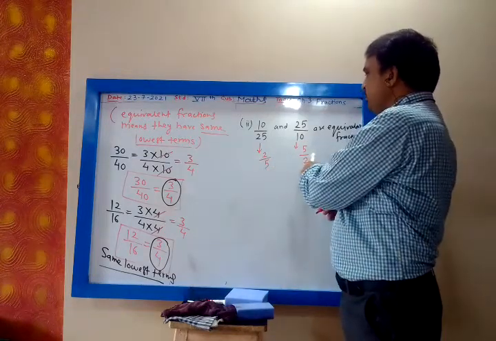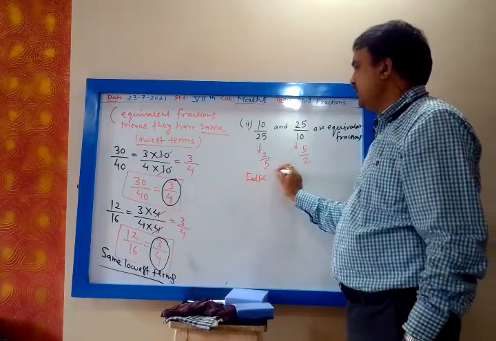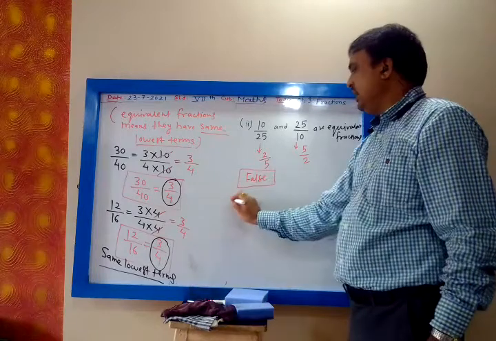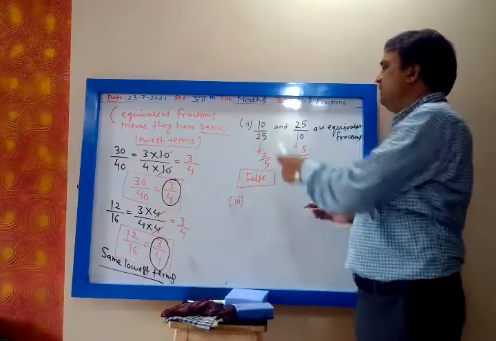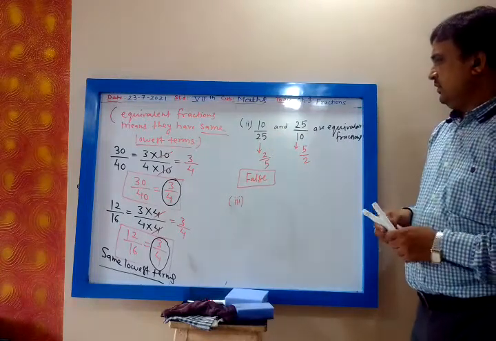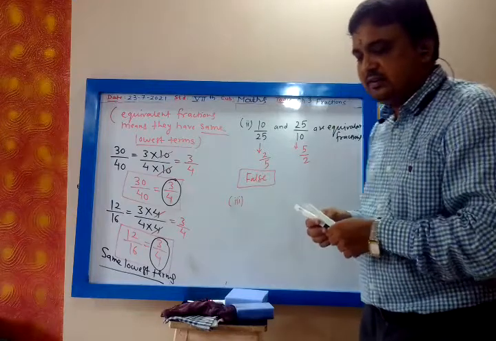2 upon 5 and 5 upon 2 are not equal. So the answer is false, because 2 upon 5 is the lowest term of 10 upon 25 and 5 upon 2 is the other. The lowest terms are not equal, so the fractions are not equivalent.